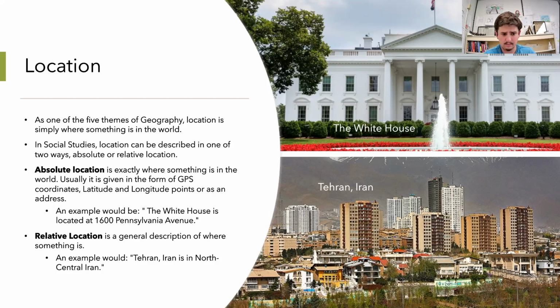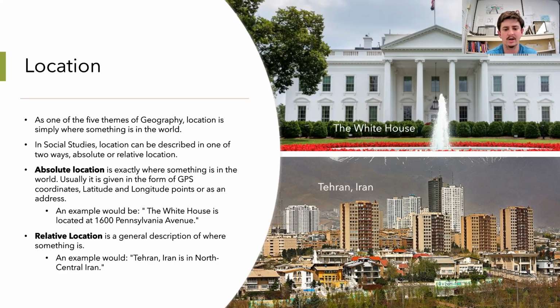Relative location, on the other hand, is a general description of where something is. It tells you roughly where that place is. An example would be something like Tehran, the capital of Iran, is in north central Iran. It doesn't really tell you exactly where in Iran it is, but it tells you that it's in the north. It's north and in the central part of the country.